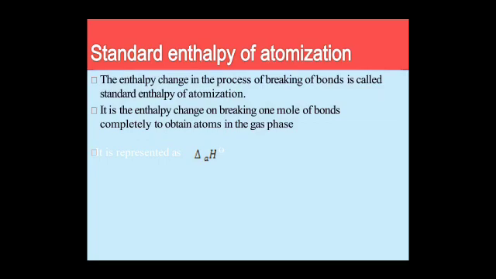What is the standard enthalpy of atomization? It is defined as the enthalpy change on breaking 1 mole of bonds completely to obtain atoms in the gas phase. In the case of a diatomic molecule, the enthalpy of atomization is also the bond dissociation enthalpy. The enthalpy change in the process of breaking a bond is called the standard enthalpy of atomization. In simple words, it is the enthalpy change on breaking 1 mole of bonds completely to obtain atoms in the gas phase. It is denoted by delta aH.